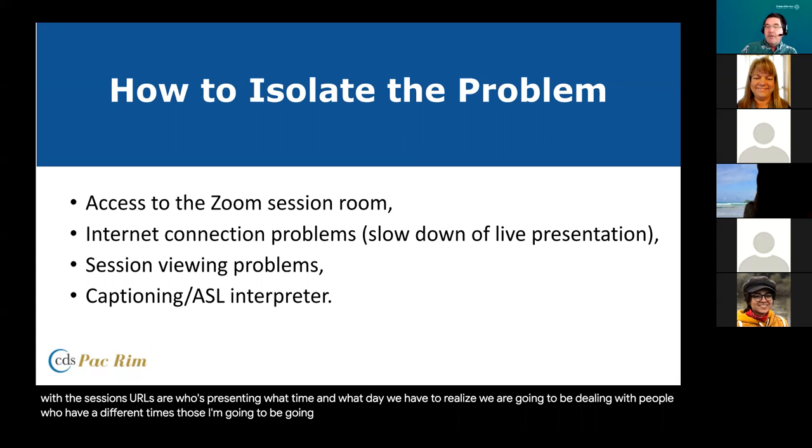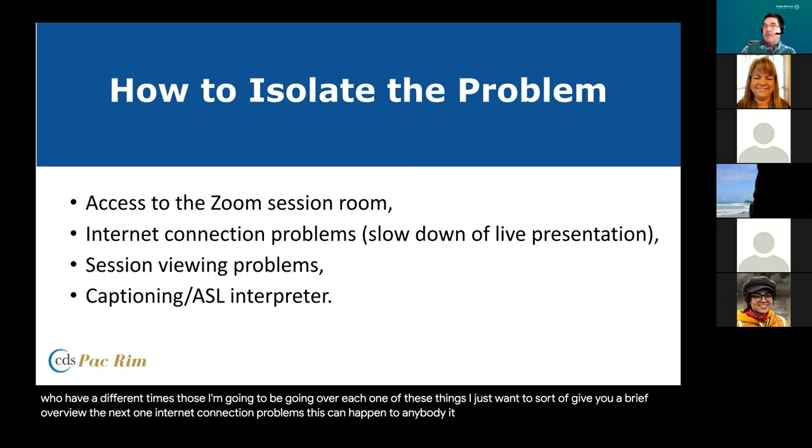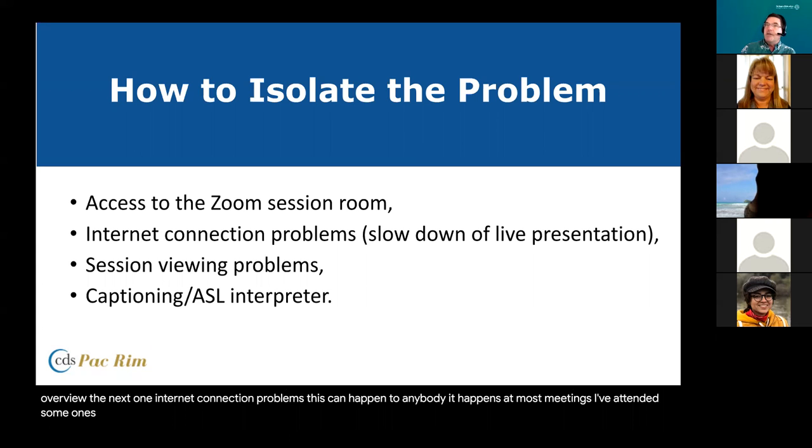I'm going to be going over each one of these things, but I just want to sort of give you a brief overview. The next one is internet connection problems. This can happen to anybody. It happens at most meetings I've attended. Someone's internet goes slow. So we'll just tell you how you can briefly give us some answers on that.